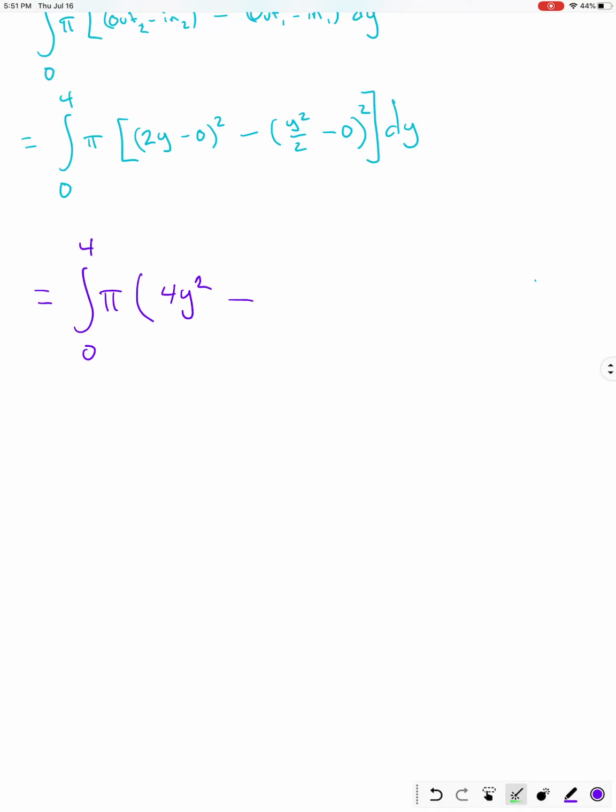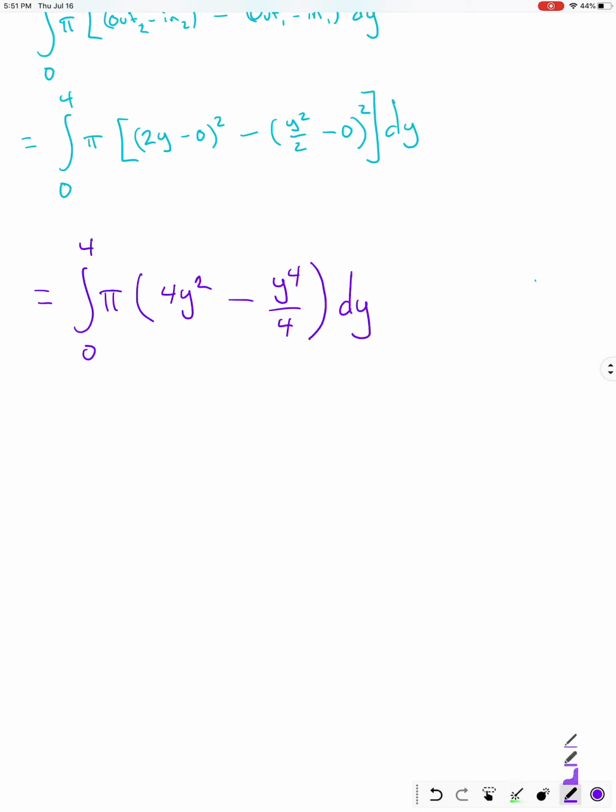And then minus, and the same for the other part. This would be y squared divided by 2 minus 0, so that's the same as y squared divided by 2. And then I square the whole thing, so that becomes y to the 4th divided by 4, and then still dy. So all I did in this step was simplify this by making that 4y squared, and then I simplified this by making that y to the 4th divided by 4.